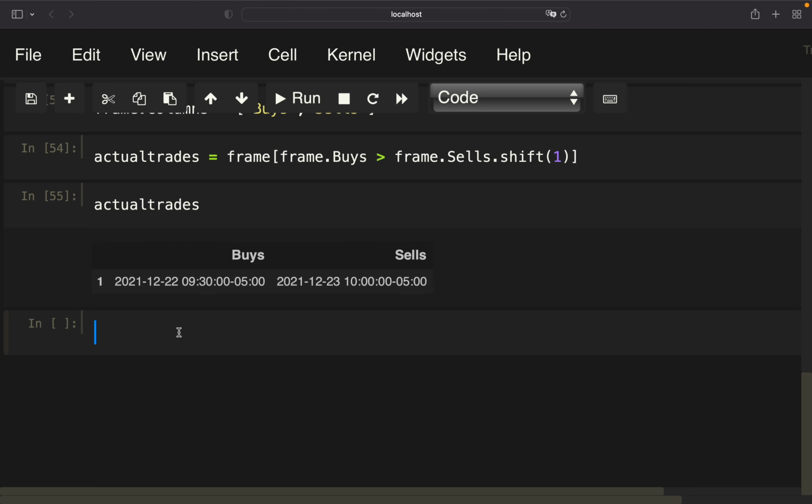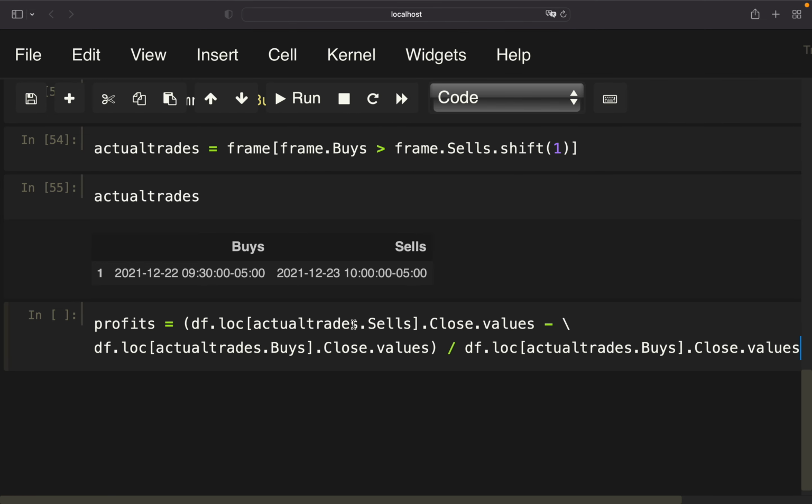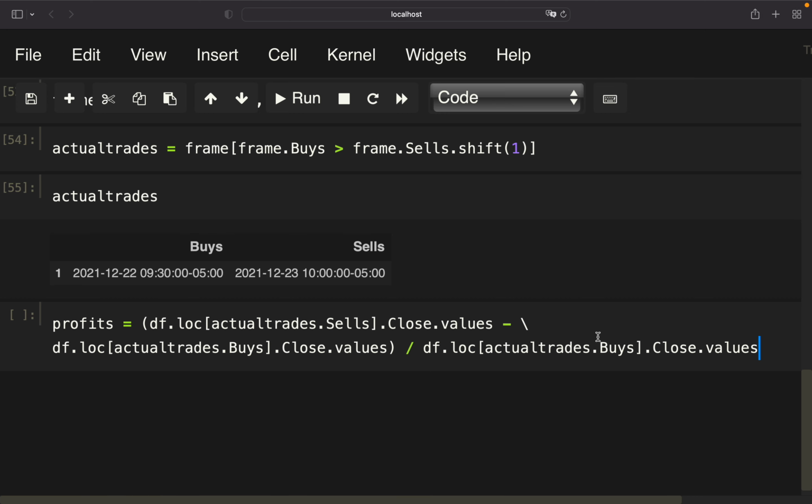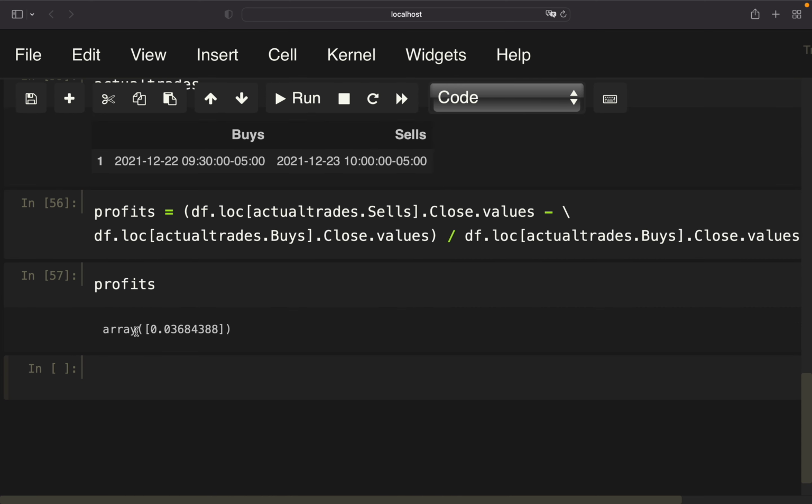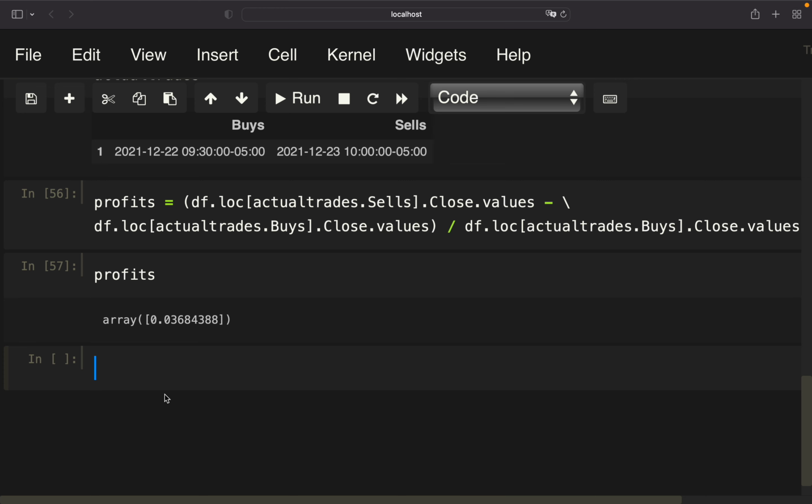Now let's do the profit calculation. I'm just screening my data frame for the dates and calculating the profit. As said, I've done the exact same thing in my other video, which I will link in the video description. So I'm screening my data frame for the sell dates, taking the close column and subtracting the buying dates' close values, and then setting that in relation to the buying dates' close values. So this is just a profit calculation. And with that, I'm getting a profit array of 3.6%, which is not that bad, to be honest.